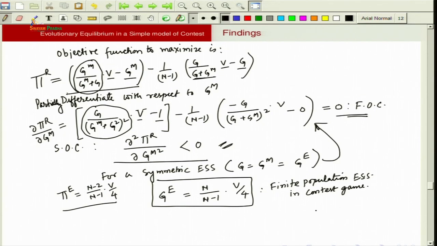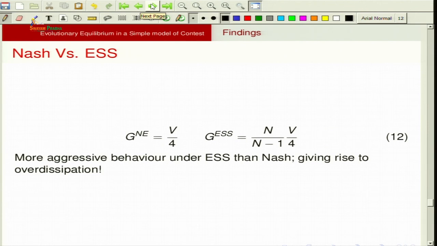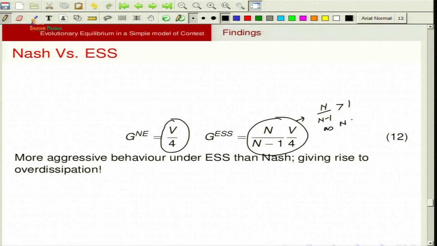As we have now found both Nash equilibrium and ESS, we will quickly compare them. We saw that in case of Nash equilibrium, the equilibrium effort level by both players is V/4, and in case of ESS, it is n/(n-1) into V/4. Now, n/(n-1) is more than 1, as n is greater than n-1. So, V/4 is getting multiplied by something more than 1, and then we get G ESS, which is equal to n/(n-1) into V/4.